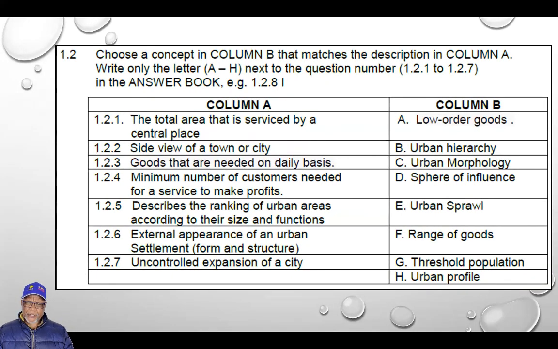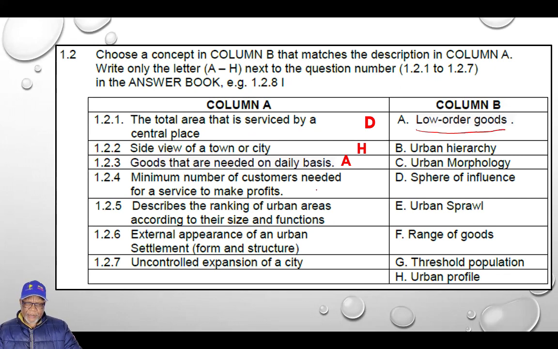The total area that is serviced by a central place, the answer will be D. It is a sphere of influence. A side view of a town or a city is H. It is an urban profile. Goods that are needed on a daily basis, what are they? They are low order goods. And what are the characteristics? They are cheaper and the range is shorter.